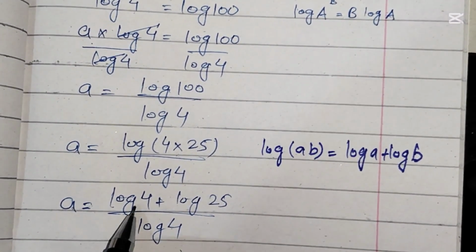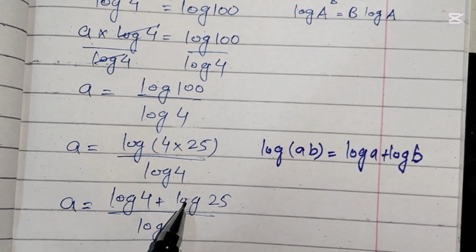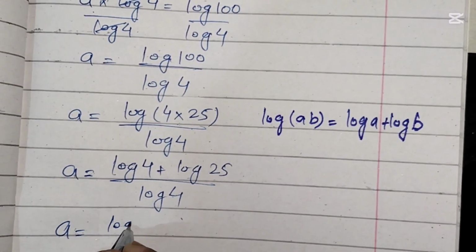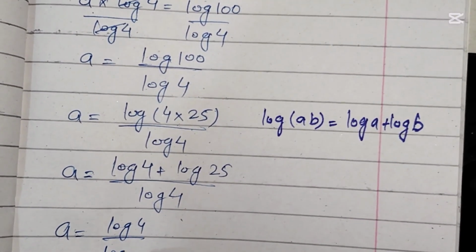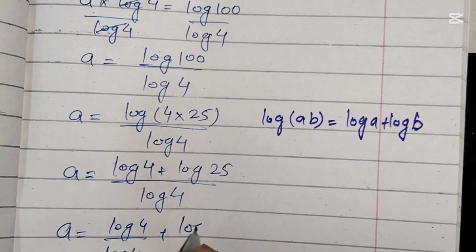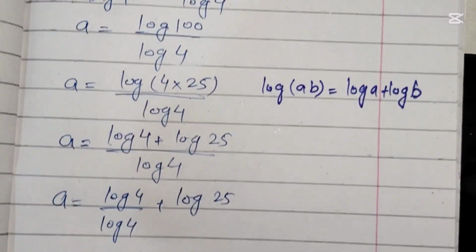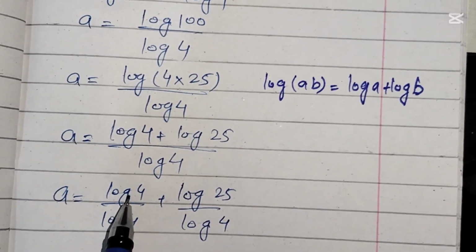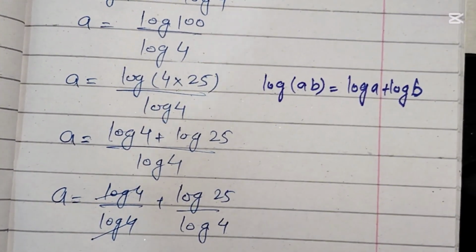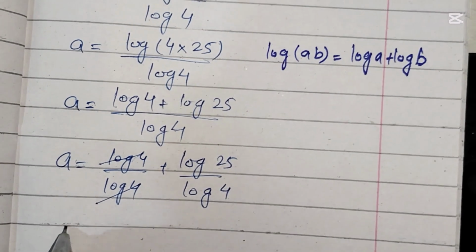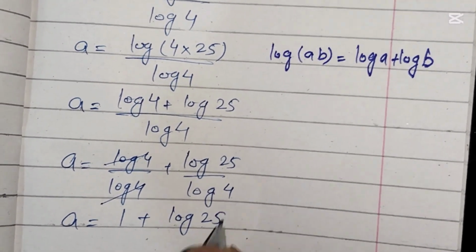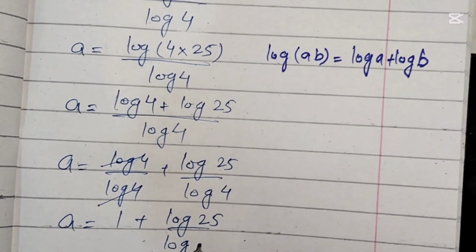This log of 4 is divided on both these terms. So we can write a equals log of 4 over log of 4 plus log of 25 over log of 4. Here this log 4 cancels with log 4. We get a equals 1 plus log of 25 over log of 4.